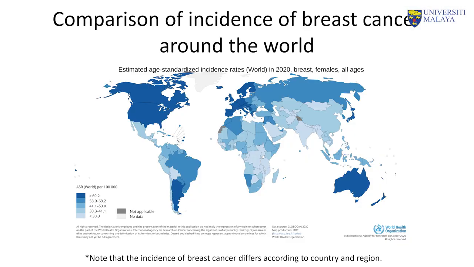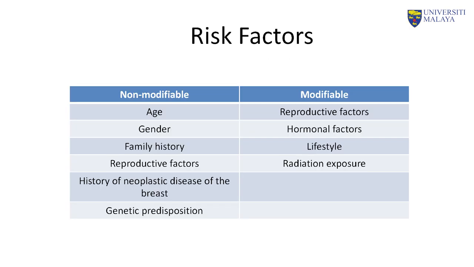This slide really looks at the comparison of incidence of breast cancer around the world. You can see that Malaysia has a fairly low to moderate risk of breast cancer compared to North America and Australia. So we know there are several risk factors that are non-modifiable and modifiable, and of course, genetic risk and genetic predisposition are non-modifiable risk factors.